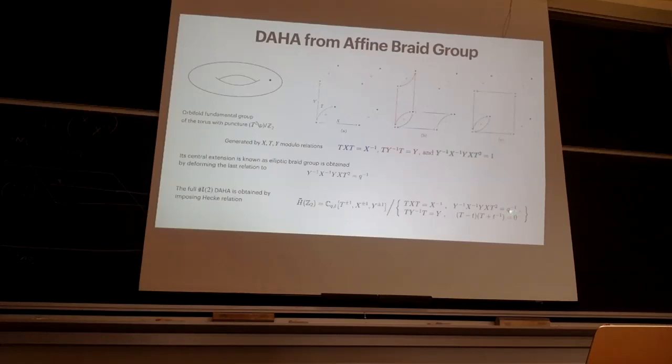In the torus here. So if there is no Q, this is called the affine braid group, right? If this is one. And then if you deform it on the right-hand side, you'll get DAHA.